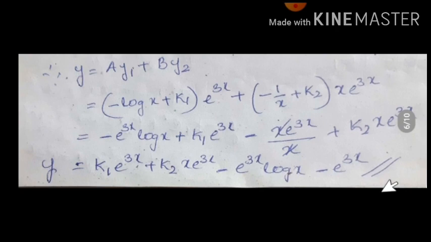So for the final answer, we write the complete solution: y equals A y1 plus B y2. Substitute the A and B values along with y1 and y2. Open the bracket. Let us see what simplification can be done. So simplify those terms. Okay. So this is the complete solution of the given differential equation.